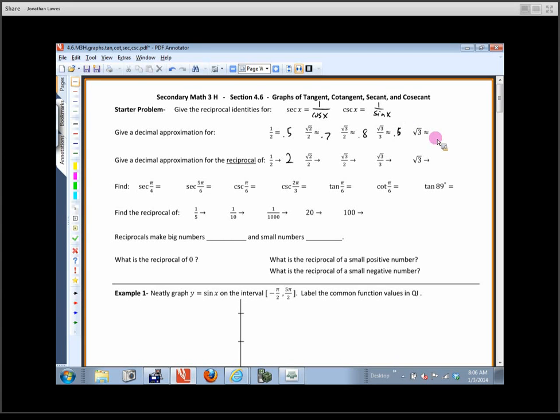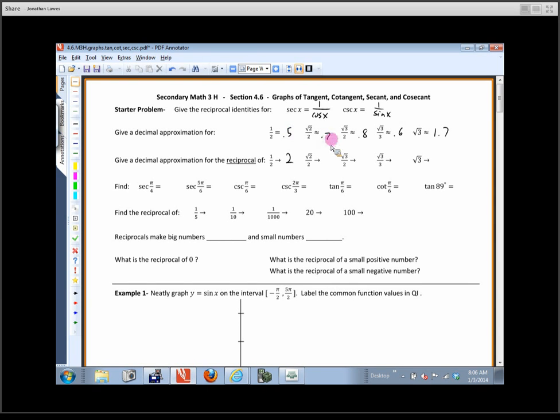And then radical 3? About 1.7. Okay. So then what we're going to do is take each one of these numbers and find the reciprocal, okay? So if I take 0.5 and find the reciprocal, or take 1/2 and find the reciprocal, I flip that over, and I end up with a 2.